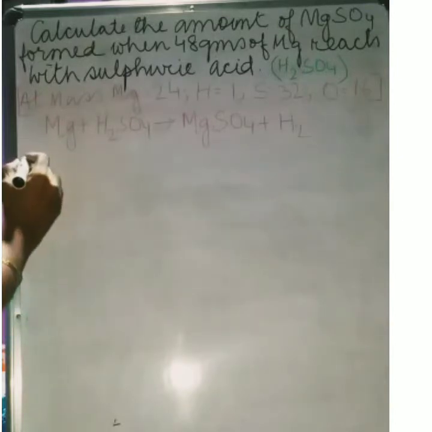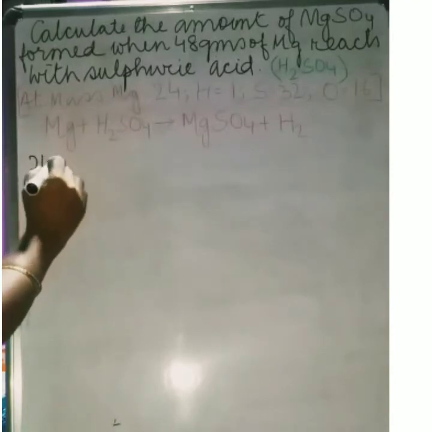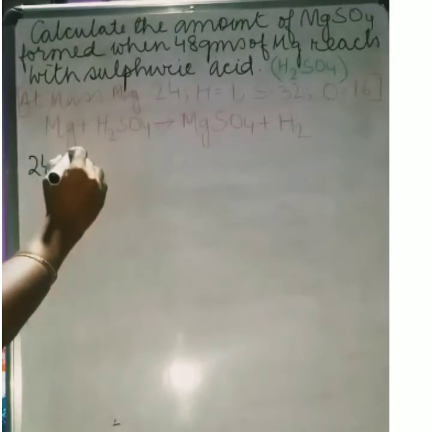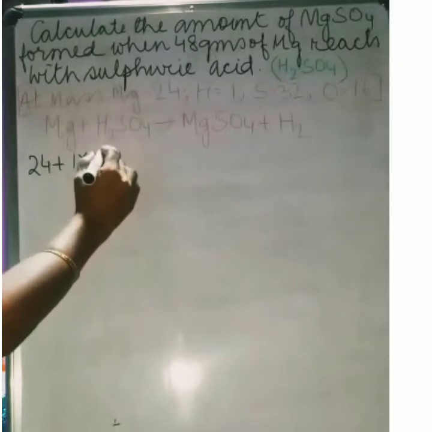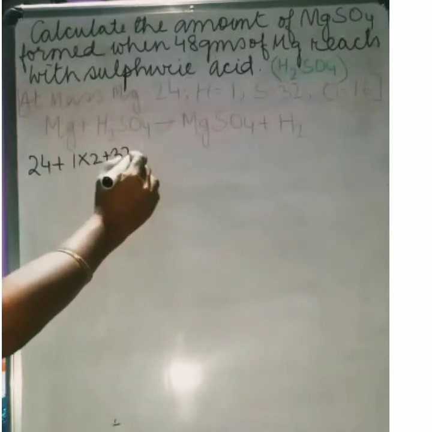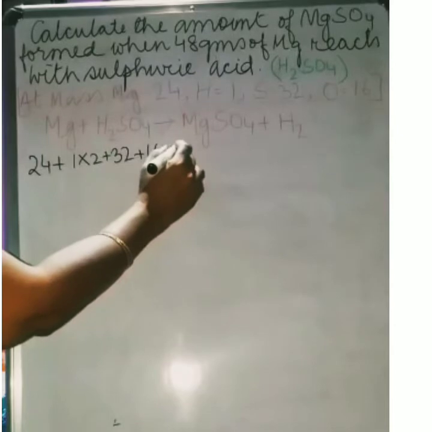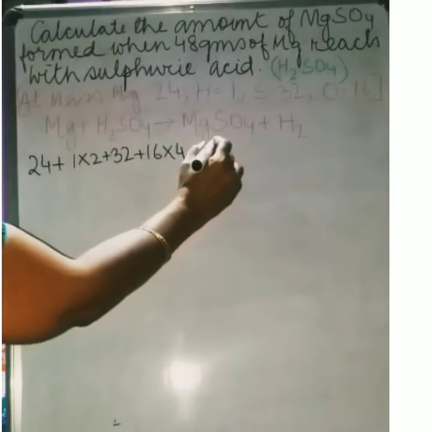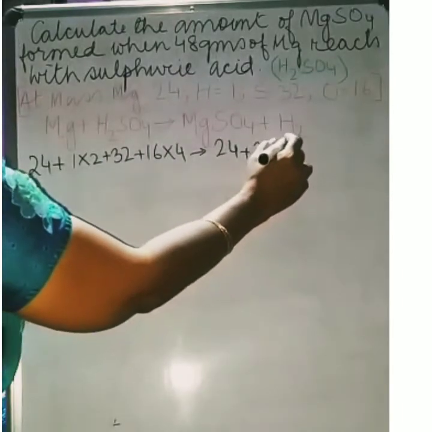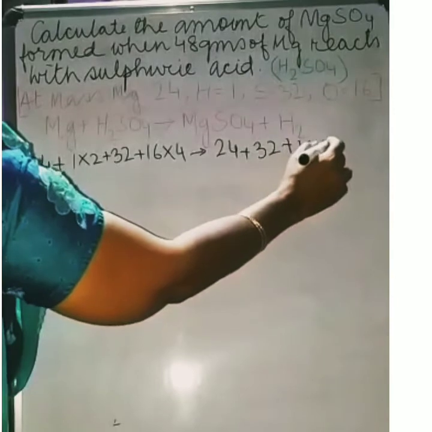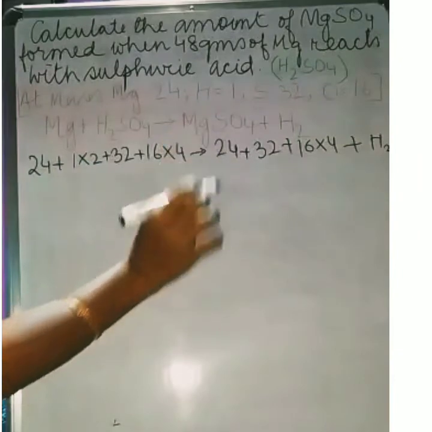Now what should I write? Mg. Mg is how much? 24, plus H is how much? 1. How many atoms? 2. S, sulfur, how much? 32, plus oxygen, how much? 16 into 4 will give us 24 plus 32 plus 16 into 4 plus H2. We don't require the calculation of H2, so I am keeping it the same.